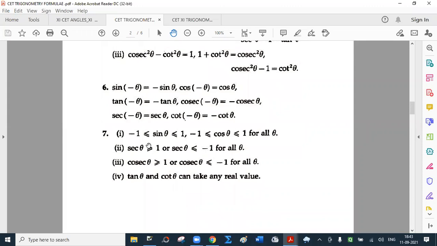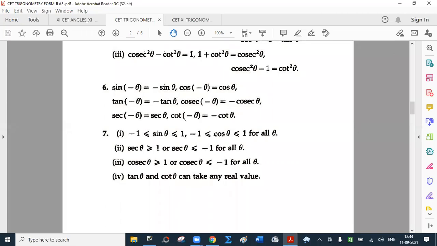I'm sorry, 7. You should know that sine theta has to lie between -1 and 1, both inclusive. Same is for cos theta. Now, as sine and cosine lie between -1 and 1, both inclusive, sec theta is either less than or equal to -1 or greater than or equal to 1. Sec theta cannot be in between -1 and 1.